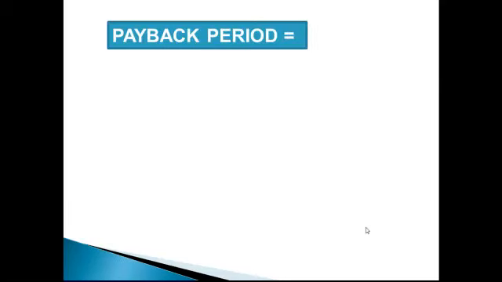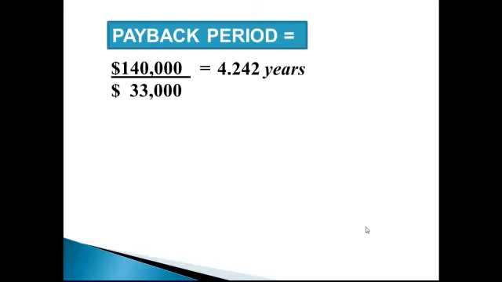Now we're ready to calculate the payback period. We're trying to find out how long does it take to get our $140,000 back. So we'll take our $140,000 net investment and divide by the $33,000 cash flow that we're going to receive each year for 10 years. So we calculate that it will take 4.242 years to get paid back. And remember, the company requires 5 years or less, so this investment does pass that test.